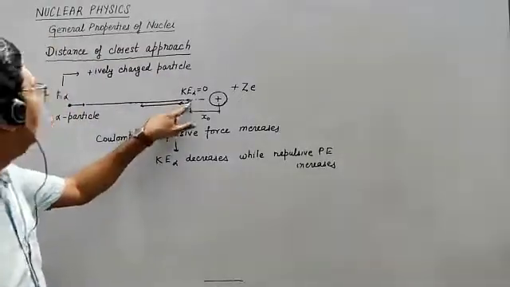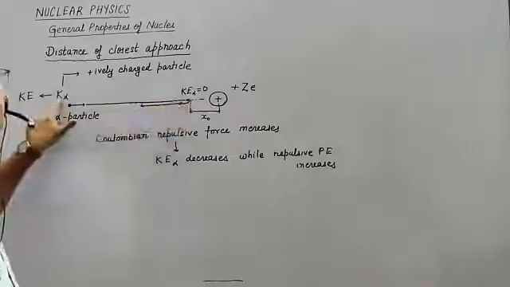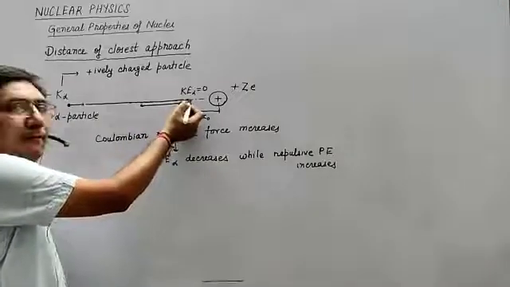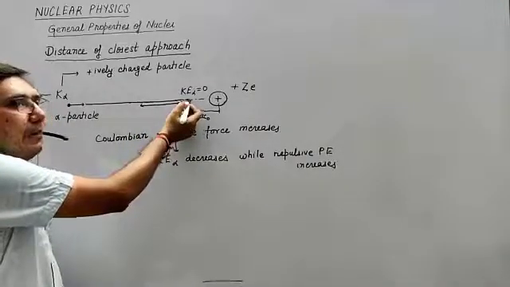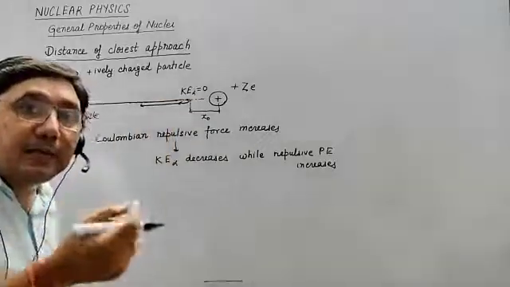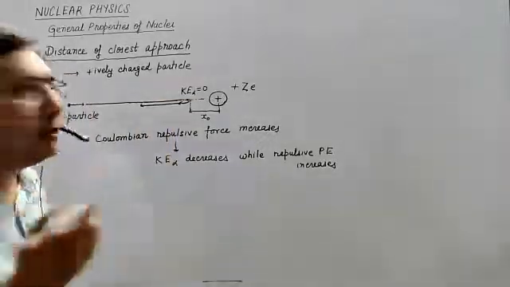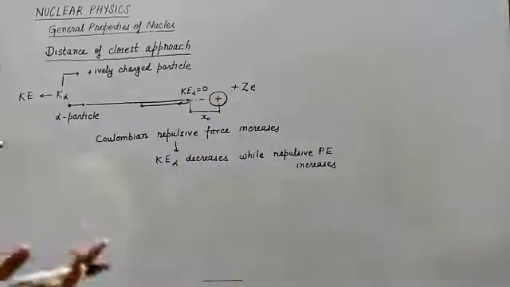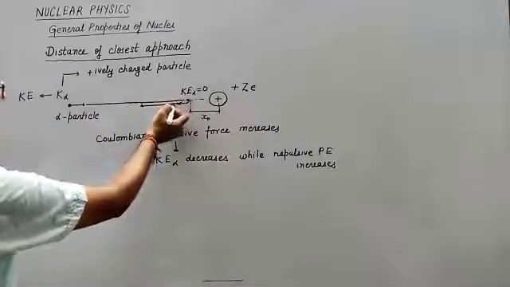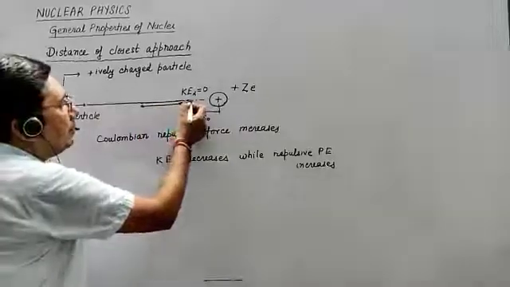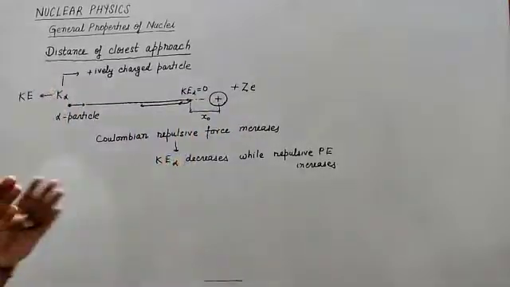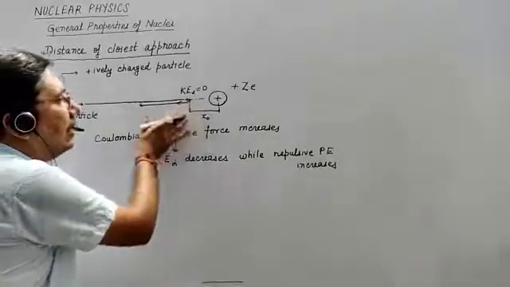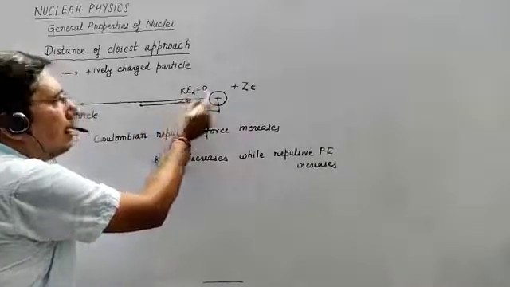So at this point, this potential energy will be equal to the initial kinetic energy of the alpha particle. At this point, the alpha particle for a moment will be at rest, but still it is experiencing a repulsive force, between the positively charged alpha particle and the positively charged nucleus. So due to this repulsion, it will start moving in the backward direction. So the separation between this point and the center of the nucleus is the minimum distance which this alpha particle can achieve towards the nucleus.